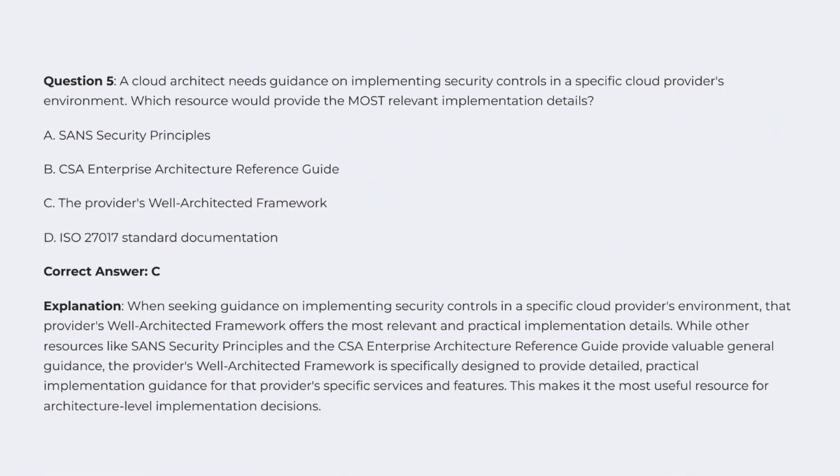Correct answer, C. Explanation. When seeking guidance on implementing security controls in a specific cloud provider's environment, that provider's well-architected framework offers the most relevant and practical implementation details. While other resources like SANS Security Principles and the CSA Enterprise Architecture Reference Guide provide valuable general guidance, the provider's well-architected framework is specifically designed to provide detailed, practical implementation guidance for that provider's specific services and features. This makes it the most useful resource for architecture-level implementation decisions.